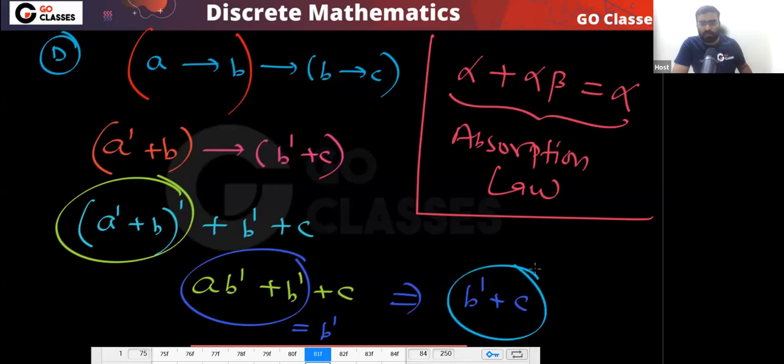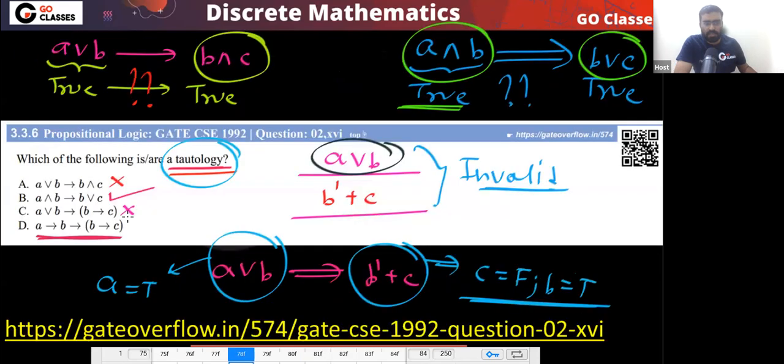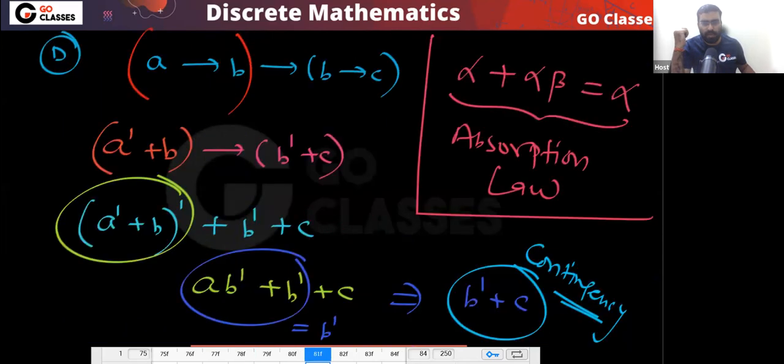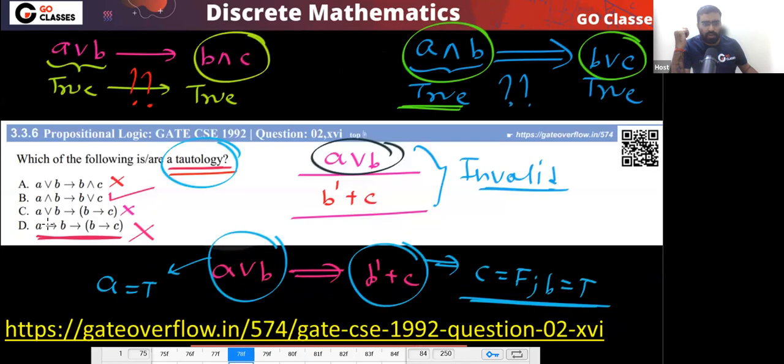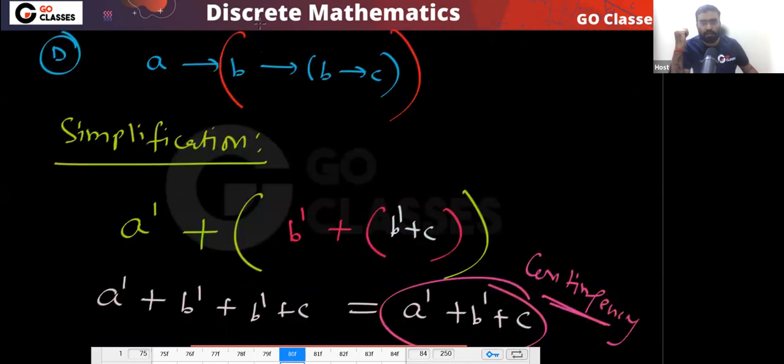So whatever you do, it will be a contingency, right? Is this clear? Whatever you do, it will remain a contingency. So this does not matter. This will not be a tautology. So your answer will be option B. Is this understood? Whether you solve like this or like this, this option D is not going to be a tautology.